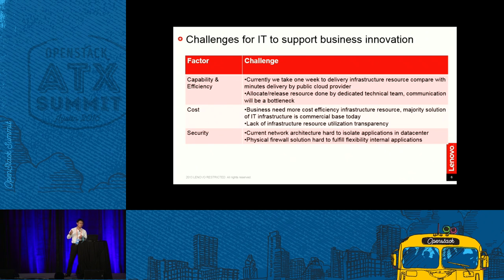But with the traditional IT architecture, it's not easy. For example, it takes several days to one week to deliver a new application. They need to configure the server, the network, the storage, install the operating system, the database, the middleware, and the application on them. So this kind of installation or deployment of applications takes a lot of time, and that does not meet the requirements of their business changes.